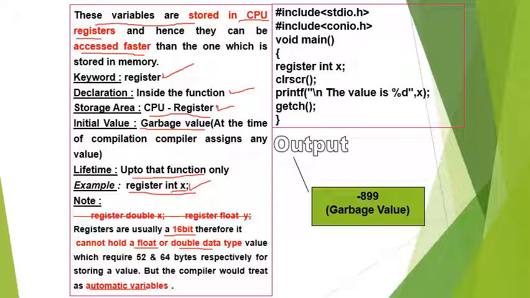You can see a simple example, register int x. Then we are printing that value. We are not giving any value to x. Then if we print it, it will return a garbage value. This is our register variable.